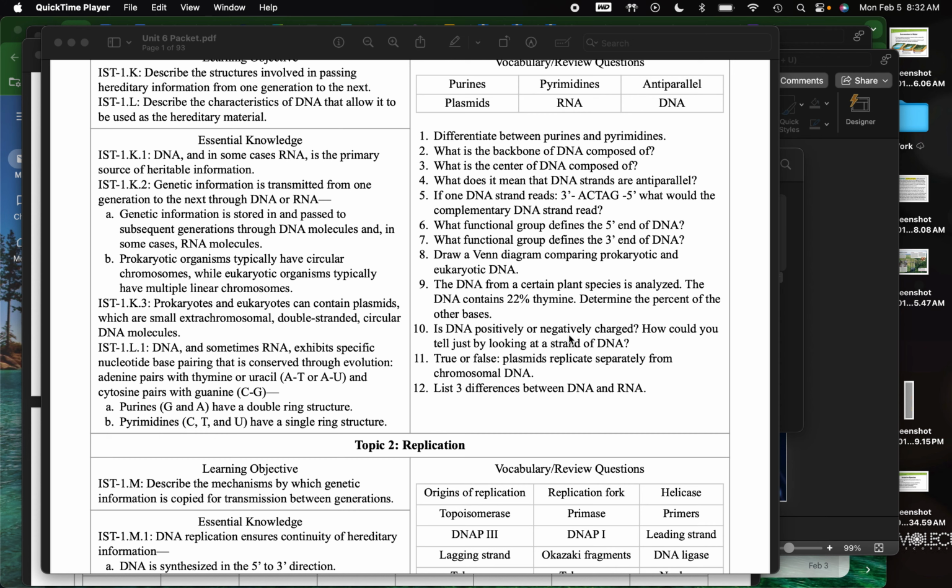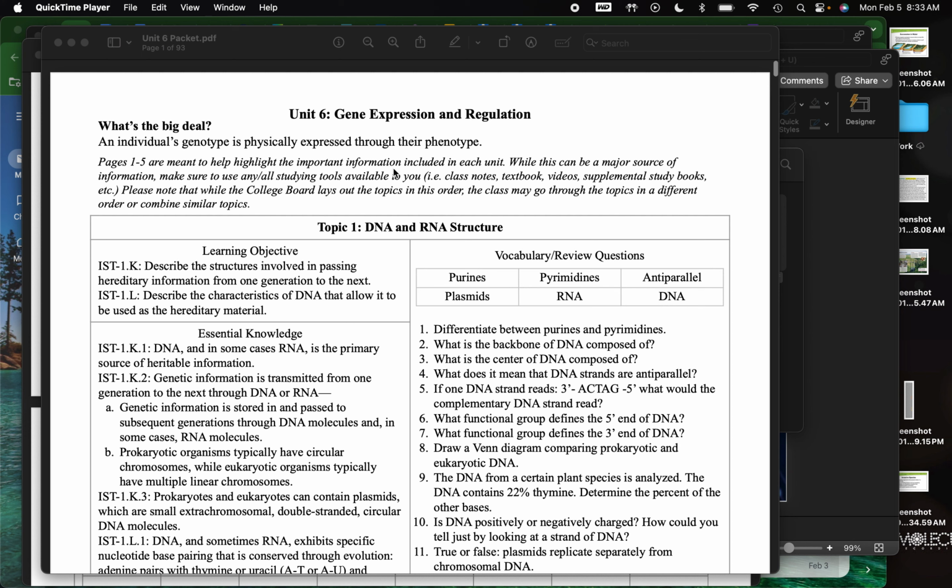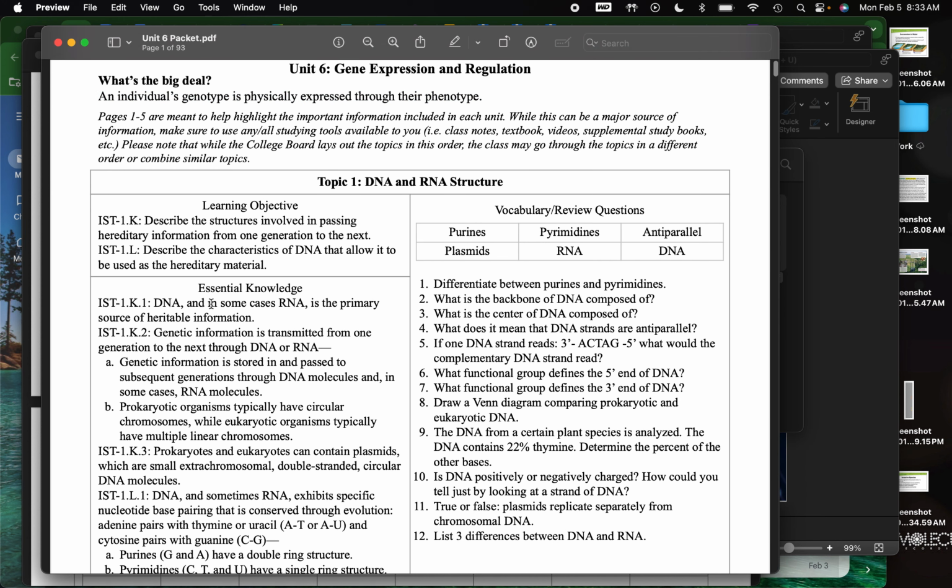And welcome. We finally made it to my favorite unit of the year. We're looking at gene expression and regulation. So, big overarching idea for this lesson is that an individual's genotype is physically expressed through their phenotype. This topic one is going to be short. We only got a few slides here.